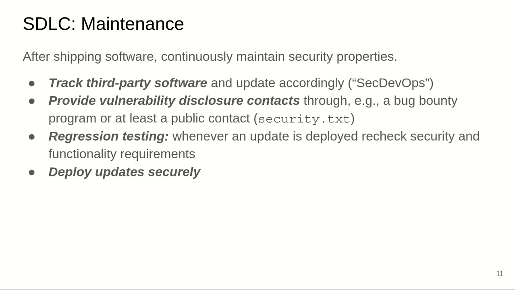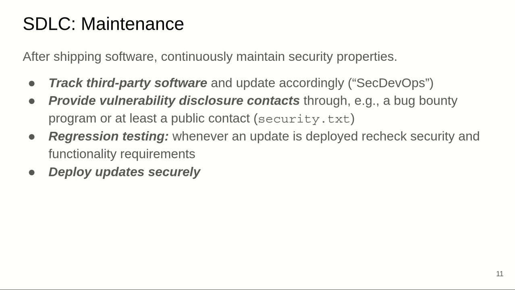You need to provide vulnerability disclosure contacts through, for example, a bug bounty program or some public contact through a security.txt file that allows security researchers to get in contact with you whenever they find something interesting. Similarly, there's going to be regression testing. Whenever an update is deployed, you have to recheck the security and functionality requirements. And then you obviously need to figure out a way to deploy updates securely, right?